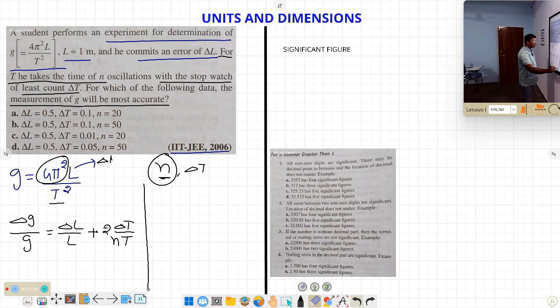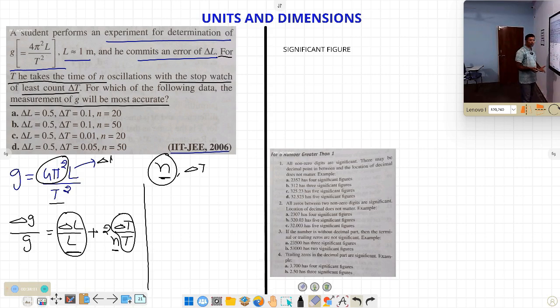So here our requirement is most accurate. If you want to get the most accurate value, observe that delta L by L is an error, and delta t by t is also an error. These two errors must be less. What is the meaning of accuracy? In the measurement you are performing, if you are getting less error, that is more accurate. So in this case, delta L by L must be less, delta t by t must be less, and the n value.